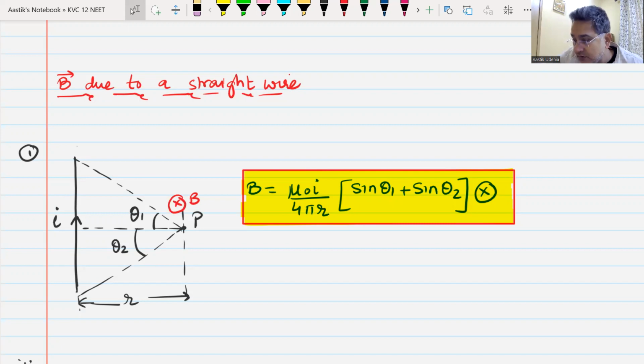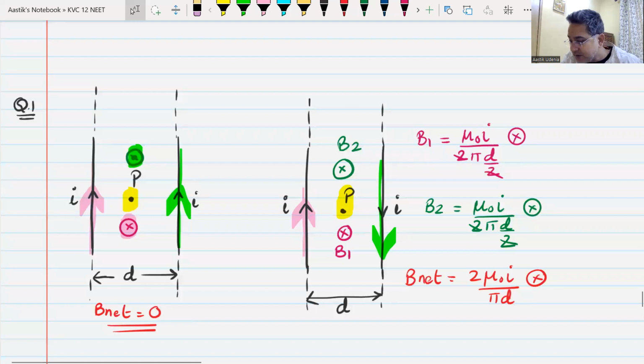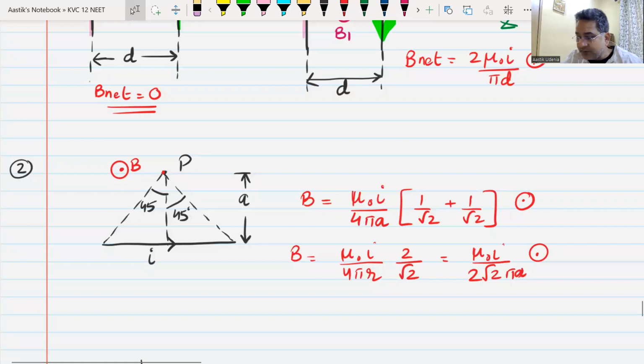Yes, sir. Do we remember the formula of straight long wire, and we had used it to find out the magnetic field due to an infinite wire? Then we had used that same formula to find out magnetic field at the center of two wires. We had used the same formula to find out magnetic field due to a wire like this. Do we remember this? Yes, sir.